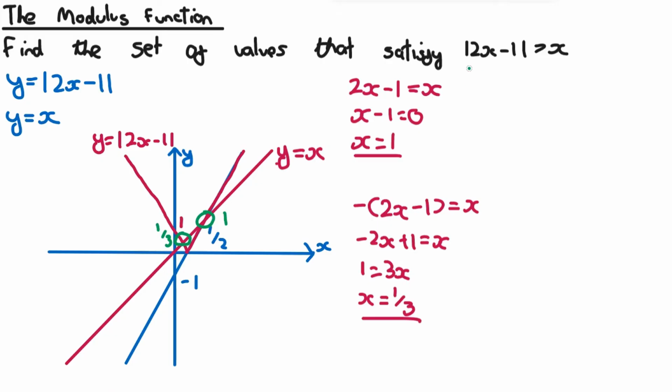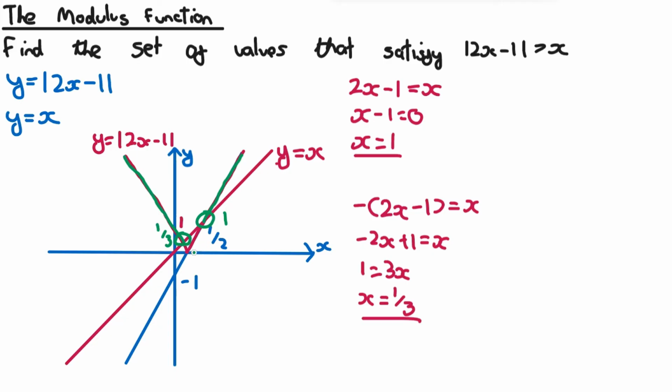Now we need to find the set of values that satisfy that the modulus 2x minus 1 is bigger than x. So this is y is equal to x here, and this is the modulus y is equal to 2x minus 1, and we need to find when this is bigger than this. Here this is bigger, and here this is bigger. This is the only section where it's not the case, because you can see that the y is equal to x line is on top of the modulus. So this is the only section here, between the points of intersection, and we know the points of intersection are 1 over 3 and 1.